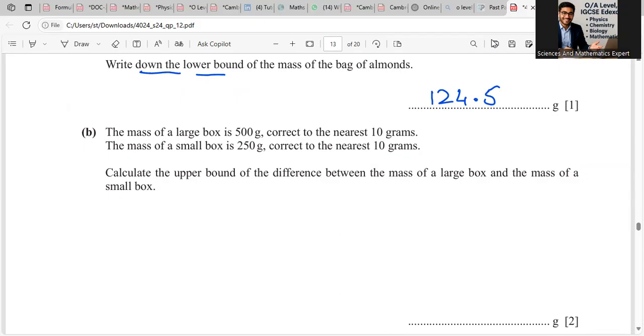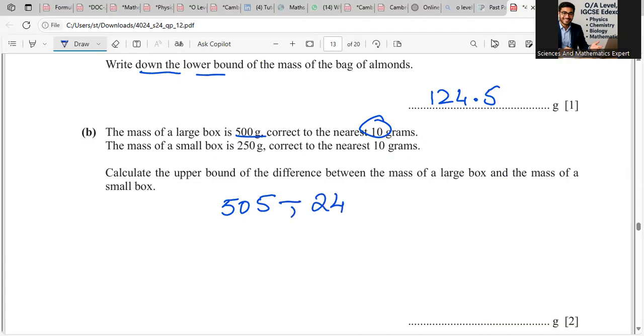So for 500 grams, if I go to the upper bound, then for 10 grams divided by 2, 5 should be added. So 505 will be taken as the upper bound. For the second one, I will take the lower bound so that my difference can be much larger. Then it should be subtracted with 245 grams, the lower bound.